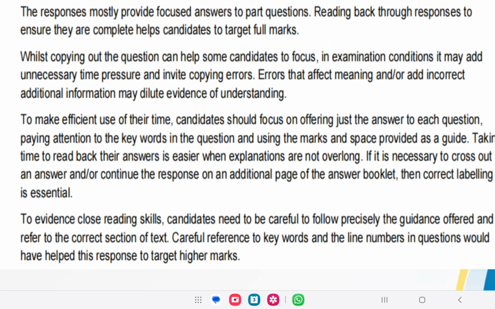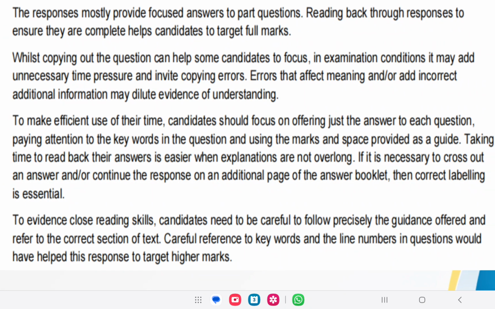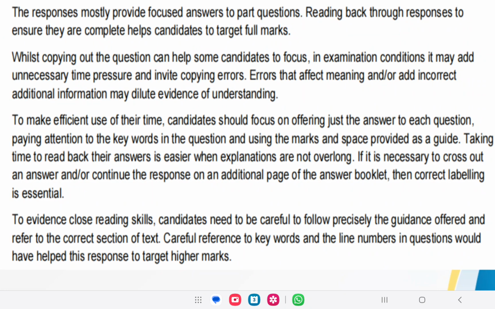If you have to write on another page, you don't have the space there, and you have asked for an extra sheet, you must label the question correctly. To evidence close reading skills, candidates need to be careful to follow precisely the guidance offered and refer to the correct section of the text. Careful reference to the keywords and the line numbers in questions. I think I've discussed these things earlier in the video. I've started with this, so you must be clear about this.